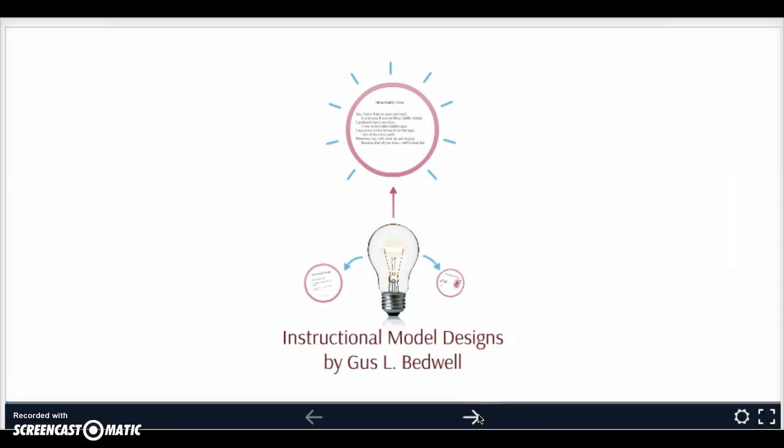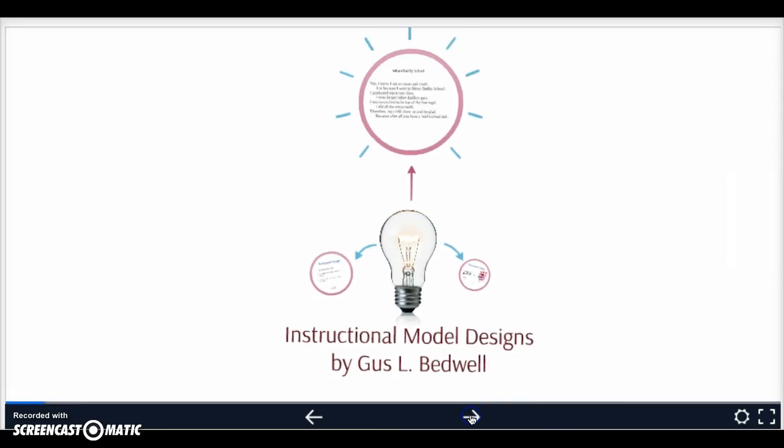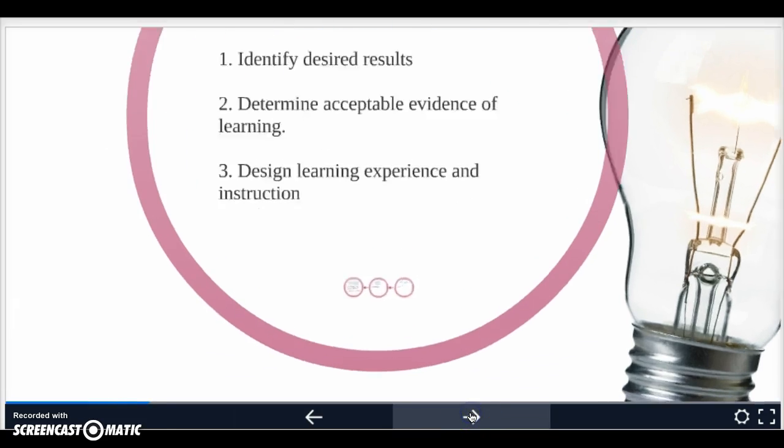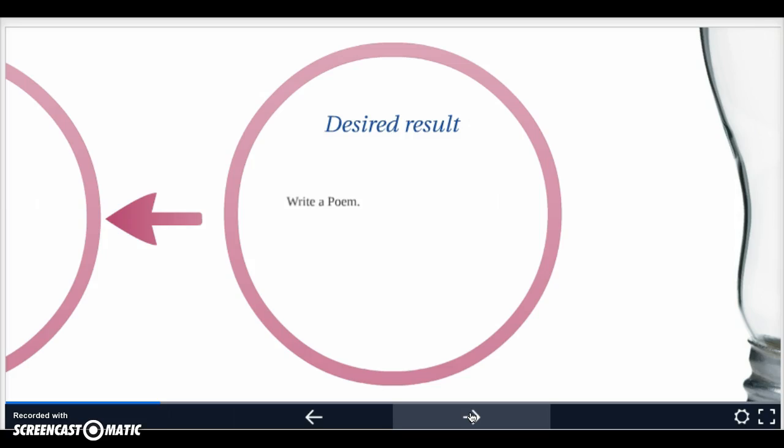For this week's class on looking at instructional model designs, I decided to use backward design and elaboration theory. In backward design, it's fairly straightforward and simple in that it's three things that we're looking at. Identify desired results, determine acceptable evidence of learning, and then design learning experience and instruction. In the desired result, we're going to have an example here that I'm going to use.